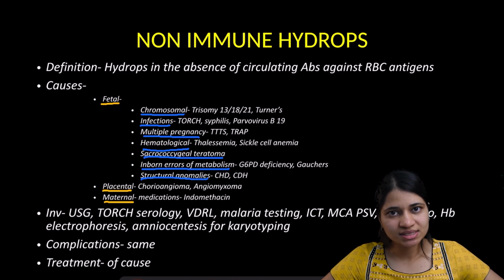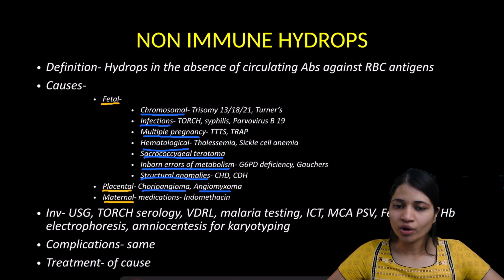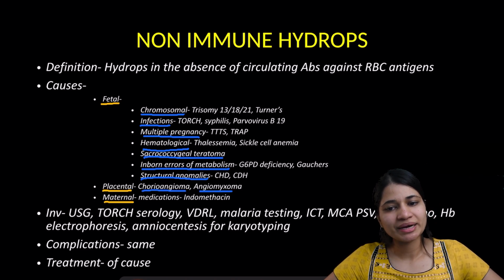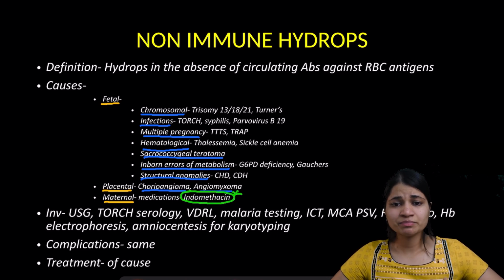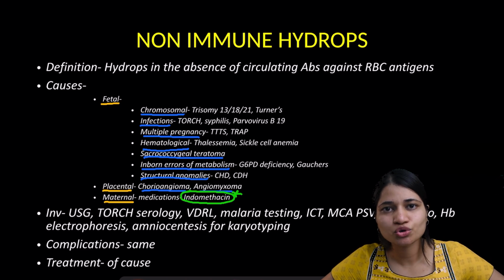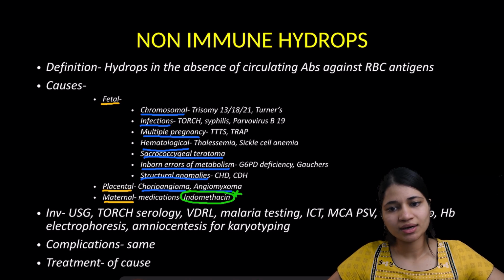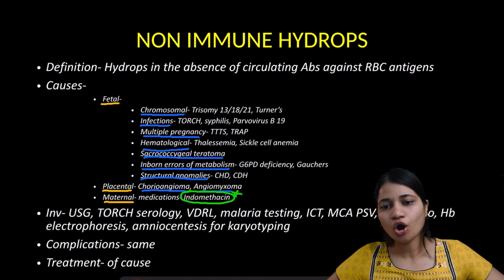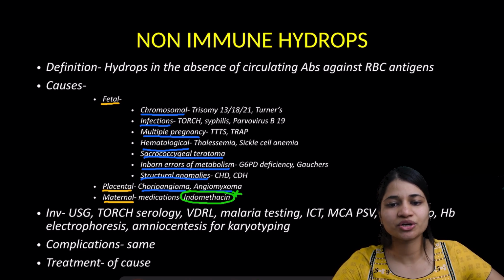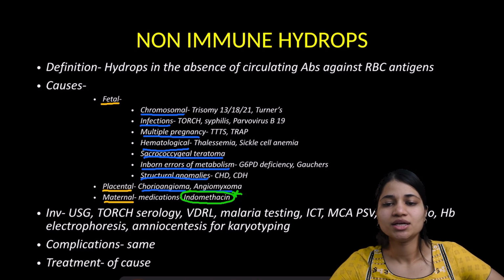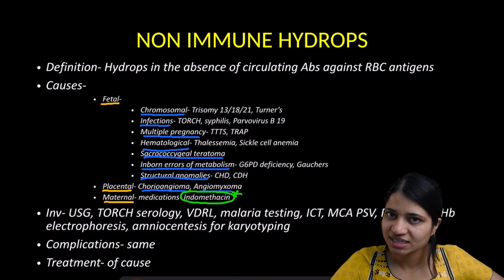Coming to the placental causes, it can occur due to placental chorioangioma or angiomyxoma. As for maternal causes, it can occur due to medications such as giving indomethacin to the mother. So what is the basic concept of anything which can cause non-immune hydrops? Whenever there is anything which can cause either fetal anemia, like hematological defects in the baby, or anything which can cause a hyperdynamic circulation such as a sacrococcygeal teratoma or a placental chorioangioma, it can lead to hydrops in the baby.